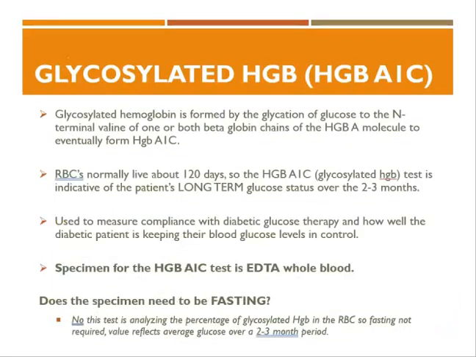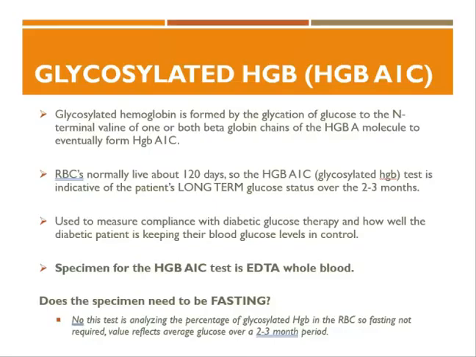Another test we can use is our hemoglobin A1C. Our red blood cells normally live about 120 days, so the hemoglobin A1C test is indicative of a patient's long-term glucose status over 2 to 3 months. It's used to measure compliance with a diabetic glucose therapy and how well the diabetic patient is keeping their glucose levels in control. The specimen for the hemoglobin A1C test is an EDTA whole blood sample.